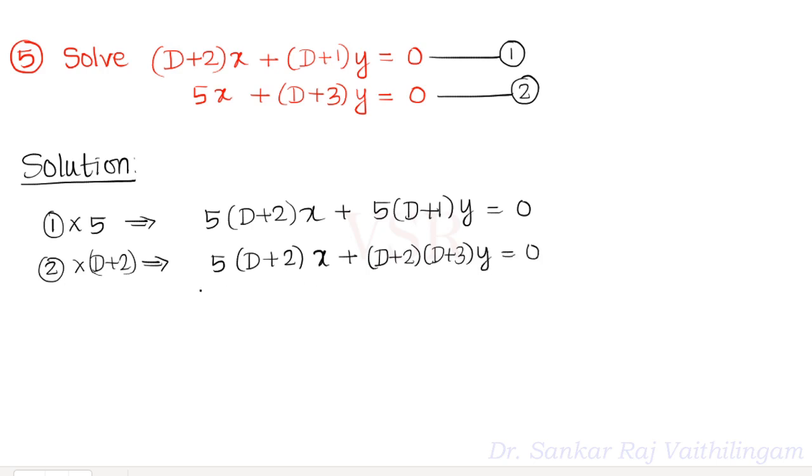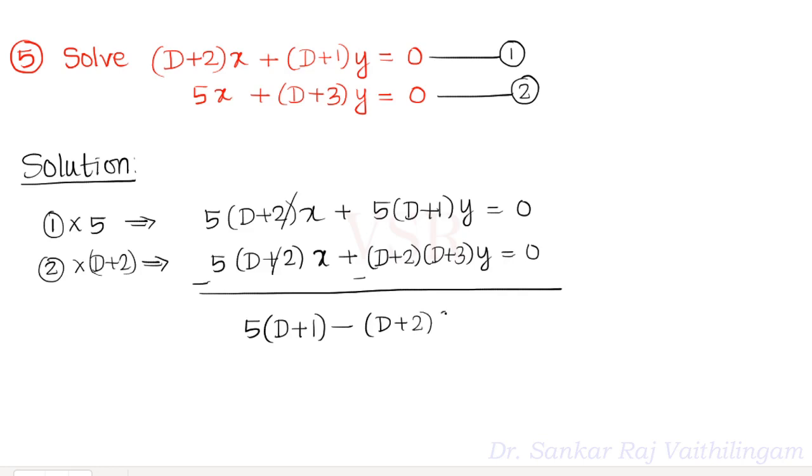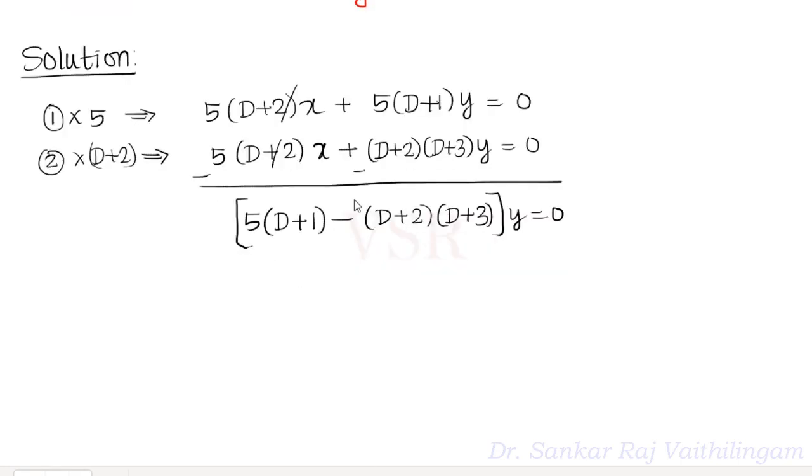Now what am I going to do, I am going to subtract both. So subtract, so here minus, here minus. So both will get cancelled. So here what we get is 5 into d plus 1 minus d plus 2 into d plus 3, the whole thing into y which is equal to 0. Okay, so we found an equation only with respect to y.